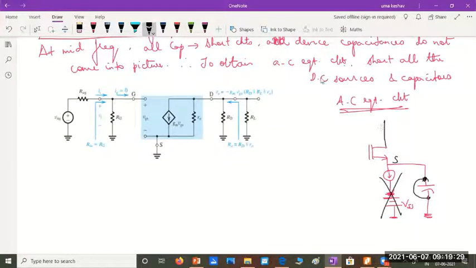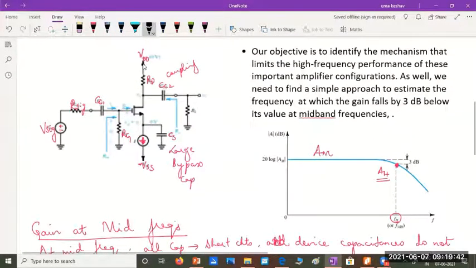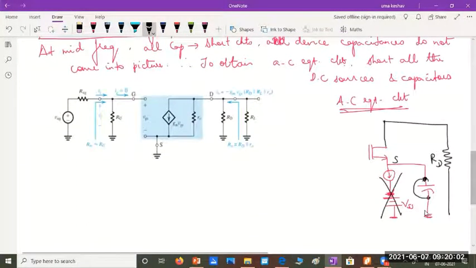Next, coming to the drain. From the drain, I know I have a resistance RD. One end of that resistance is connected to VDD. But remember, this VDD is a positive supply, and DC power supplies should be shorted for AC operation. So this RD, the drain resistance, will be connected between the drain terminal and ground, like what I have written here. Okay. So drain terminal and ground, it will be connected.